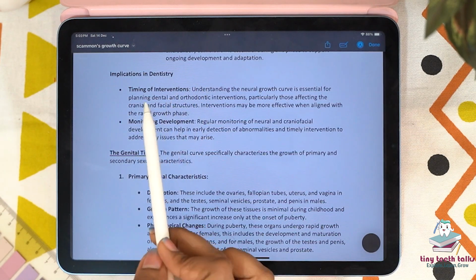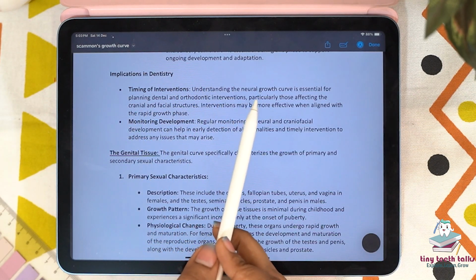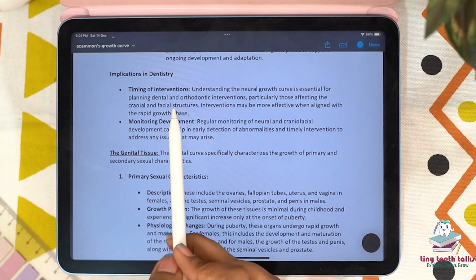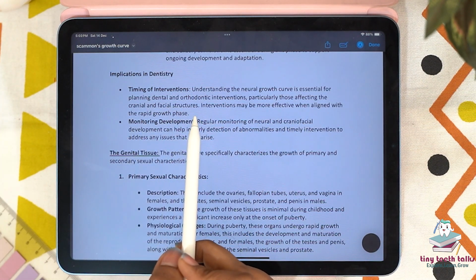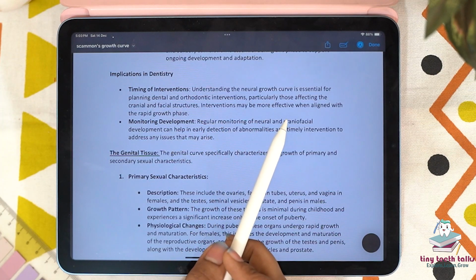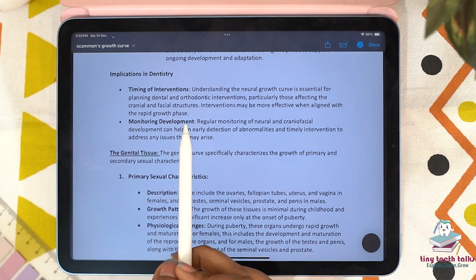Implications in dentistry. Timing of interventions. Understanding the neural growth curve is essential for planning dental and orthodontic interventions, particularly those affecting the cranial and facial structures. Interventions may be more effective when aligned with the rapid growth phase.